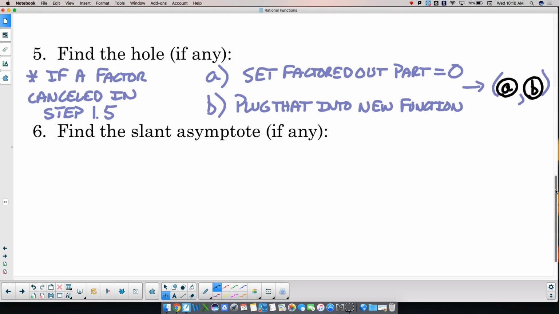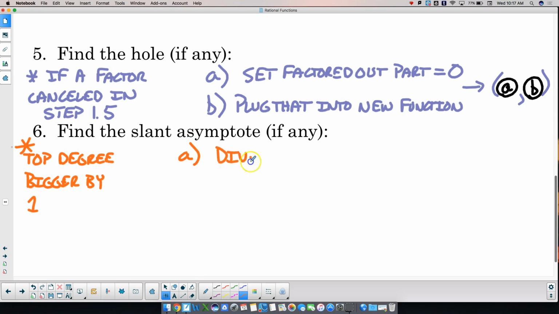Okay, so that's our first clarification. So the top degree is bigger by 1. Then what? So the first step is I actually have to divide the top by the bottom. Oops, whoa, tap the brakes. Start over.